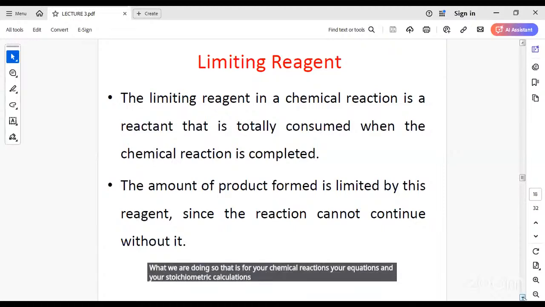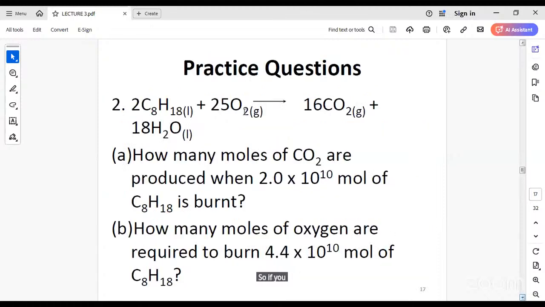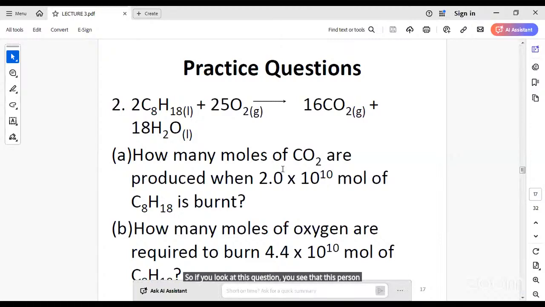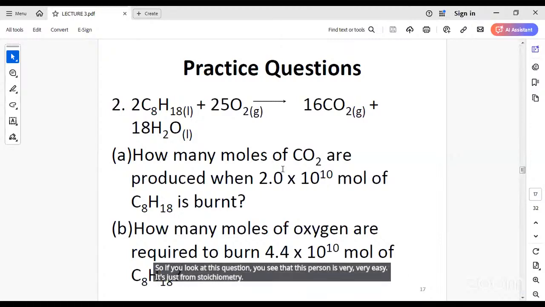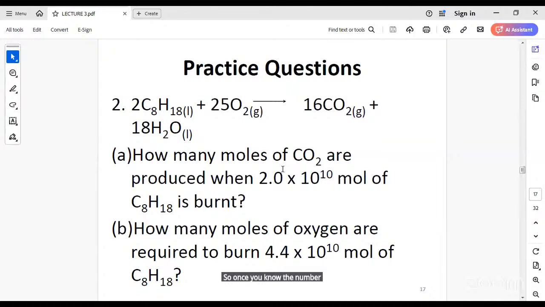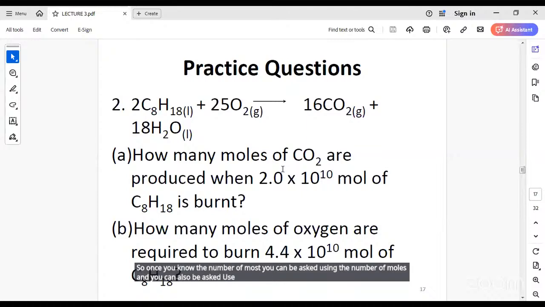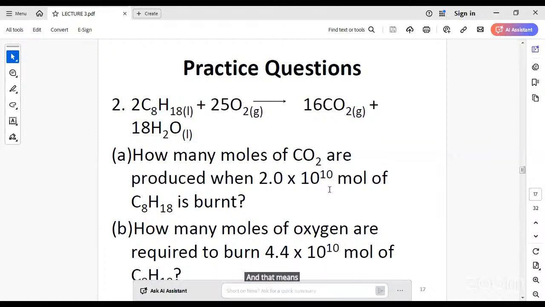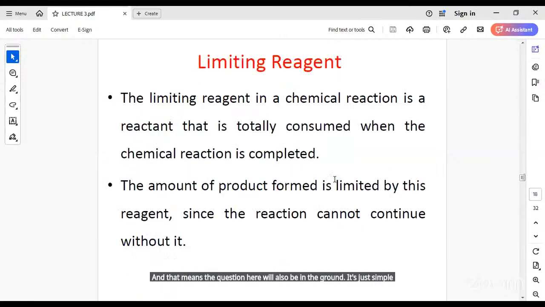So you see that you can actually get your answer from stoichiometry. If you look at this question, you see that this question is very, very easy. It's just from stoichiometry. So once you know the number of moles, you can be asked using the number of moles, and you can also be asked using the gram. If it's using the gram, you just convert this to gram and convert this to gram. And that means the question here will also be in gram. It's just simple stoichiometry. Now, let's go to limiting reagents.